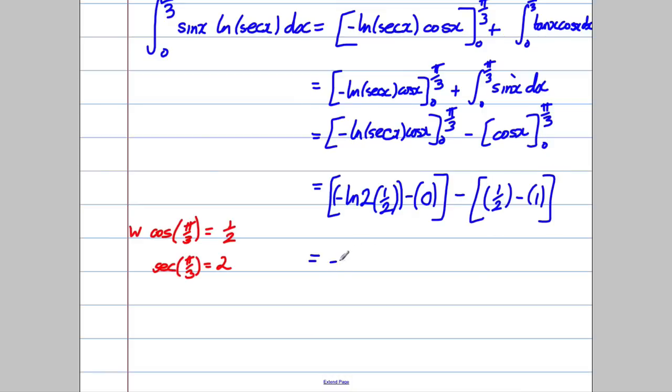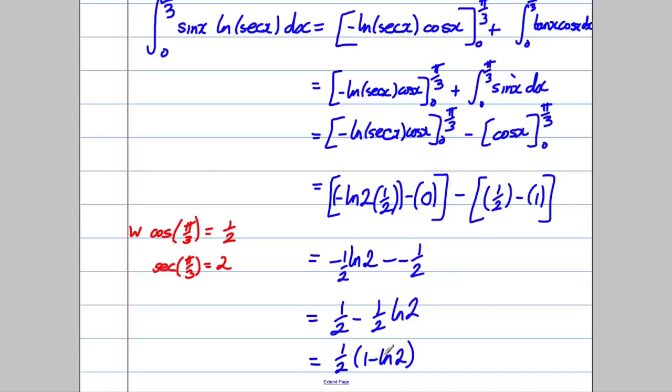So therefore I get negative ln half, ln 2, negative a half ln 2, and then I'm going to subtract a half take away 1 is negative a half. So I get myself a half. This here is going to be plus a half take away a half ln 2 as follows. And I can factorise that and I can say that's a half, 1 subtract ln 2, and I'm done. So that's my integral in this case.